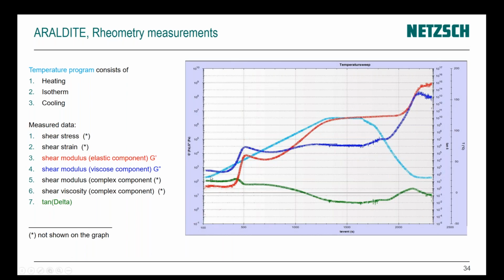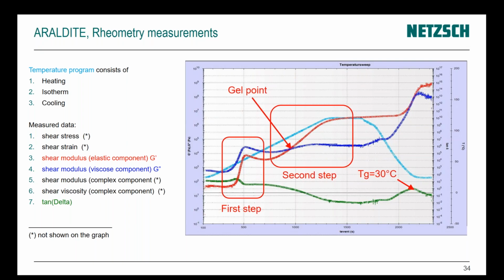Here you see our measurement. The blue line is the temperature: heating, isothermal and cooling. And then we have shear modulus, elastic and viscous component. Firstly, we have two steps of curing. The first step is a fast increase of our curing. Then we have a second step, then it is a final curing.